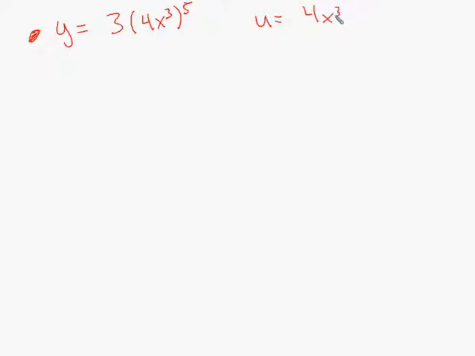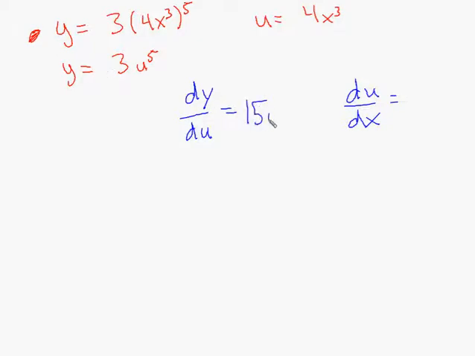Okay, so dy dx equals dy du times du dx. So I take this and multiply it by that. So that's 15u to the 4th times 12x squared. I can put in u. U is 4x cubed to the 4th times 12x squared. I mean, then at this point it's debatable. Do we want to go ahead and expand this? I would say if it's going to be really complicated to do it, then not. And if it's going to be easy, then do it. In this case, it is easy.